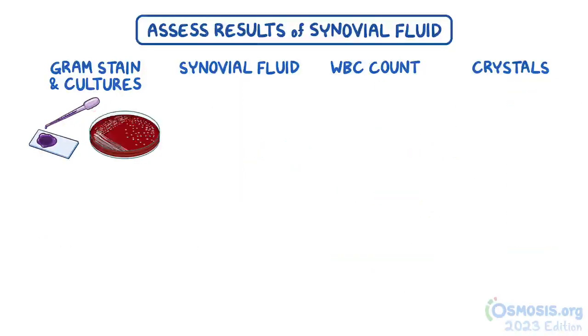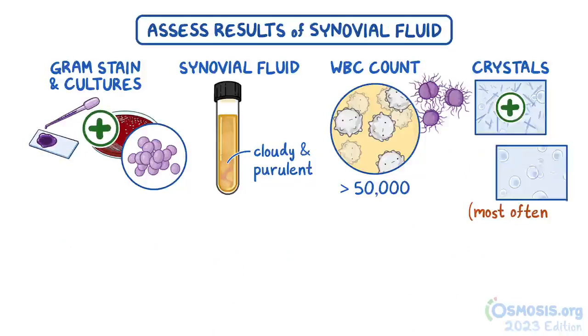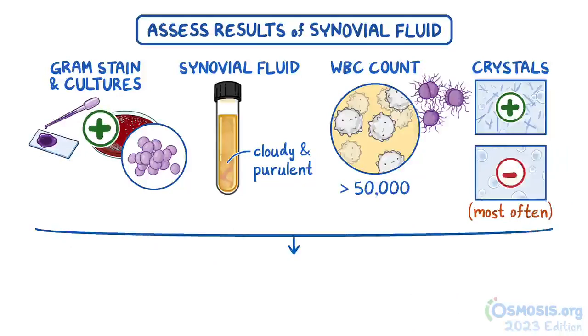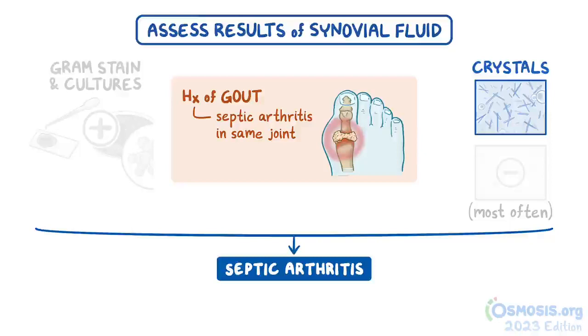Finally, if the gram stain and cultures are positive, and the fluid is cloudy and purulent with a cell count over 50,000, and with or most often without positive crystals, you can diagnose septic arthritis. Keep in mind that patients with a history of gout can develop septic arthritis in the same joint, and in those cases, there will be crystals in the synovial fluid.